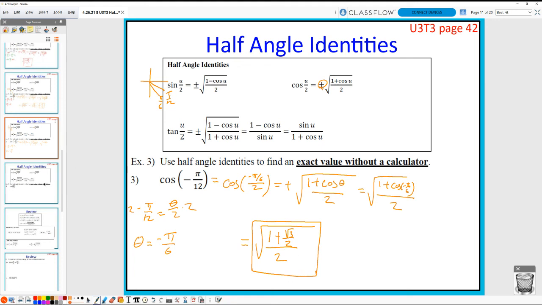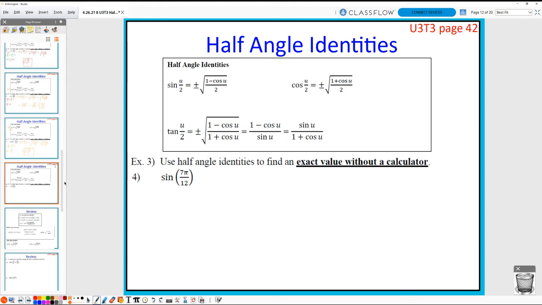The last example I have, using the half angle identity, 7 pi over 6. Again, 7 pi over 6. Let's use a different color here. 7 pi over 6. I'm sorry, over 12. We want it to equal some theta over 2. I multiply 2 on both sides. I'm going to get 7 pi over 6 is equal to theta. Okay, so I can rewrite my equation as sine of 7 pi over 6 over 2.